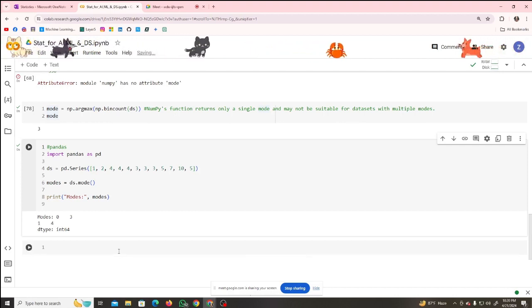Okay. So we often have a lot of modes, usually 2 or 3 in our data set. So 2 or 3 modes are quite tolerable in our data set, but more than that will defeat the purpose of finding the mode.